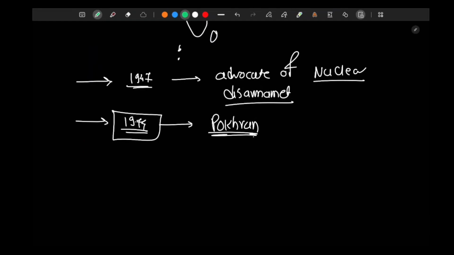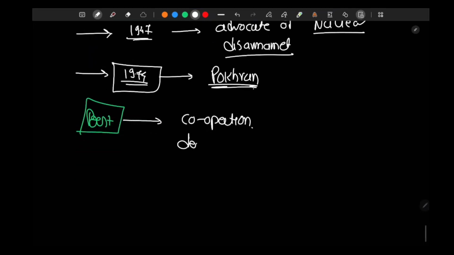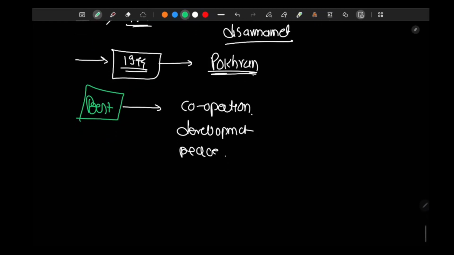Is it really needed? It is not. What Pakistani people needed at that time was development. They did not need nuclear warheads. They needed development. So what was the best case scenario for South Asia? It was cooperation. It was development. It was peace. There was no place for nuclear weapons in India or Pakistan or South Asia.